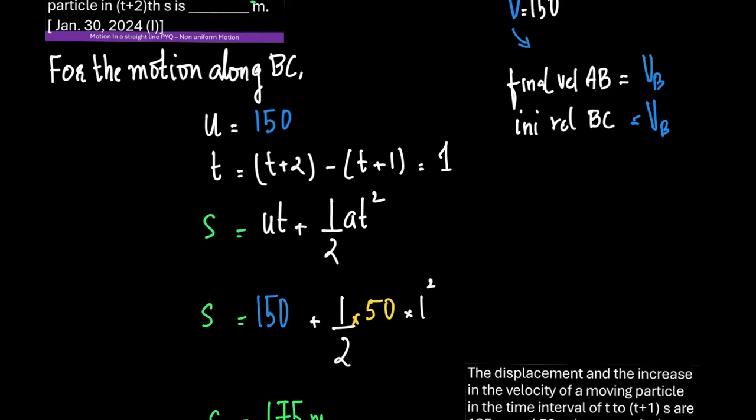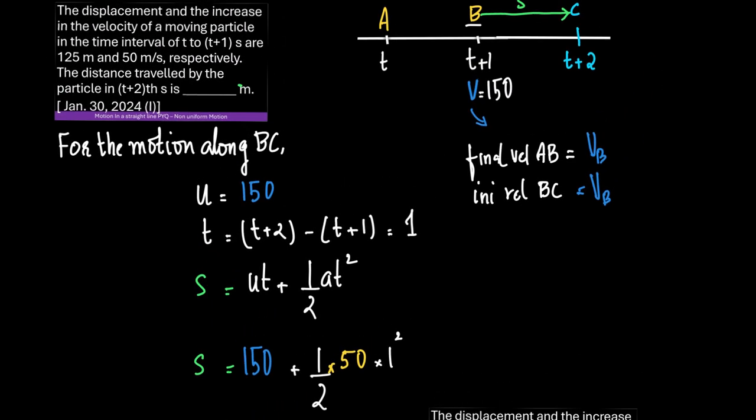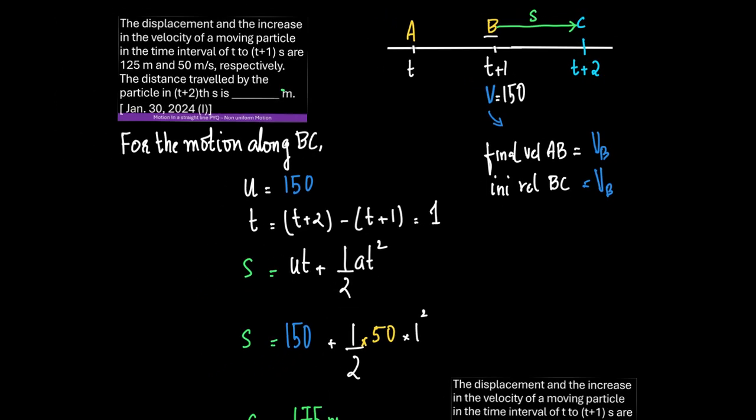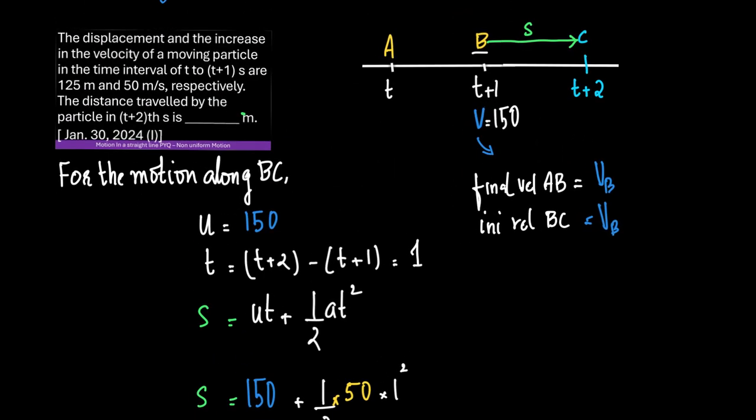In which case, if we apply the second law of motion for the motion along BC, we have s is equal to ut plus half at square. u would be 150. Now the question comes, what would be the value of t? Is the value of t equal to 1? Yes, it is definitely equal to 1. But how? Because we've been asked to find out the value at t plus 2 seconds. So t final would be t plus 2 and t initial would be t plus 1.